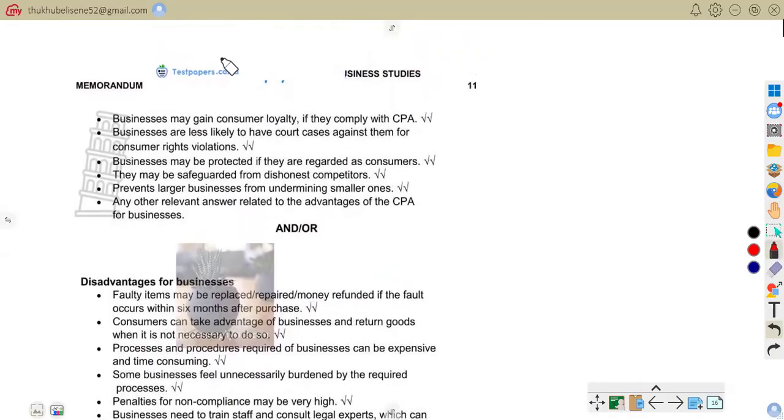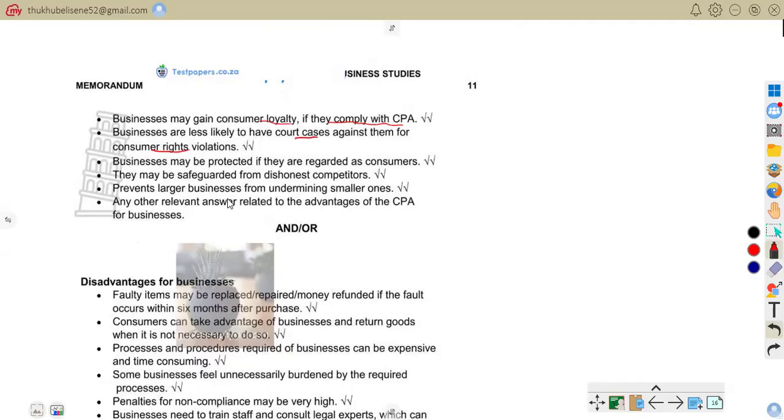Also, a business may gain customer loyalty if they comply with the CPA. So here we're talking about gaining consumer loyalty. Customers return to businesses that protect their rights. So that is when they can make repeat purchases.